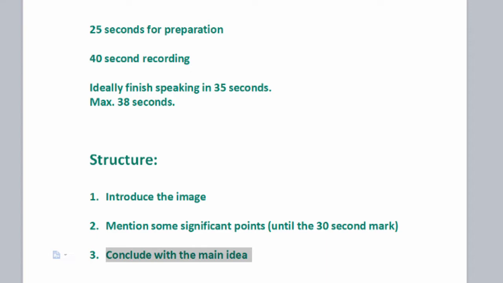And now to give you a clearer idea of how to use the structure and how to describe image in general, I've done examples of 7 different images that can come in the PTE exam. So let's have a look at these examples.